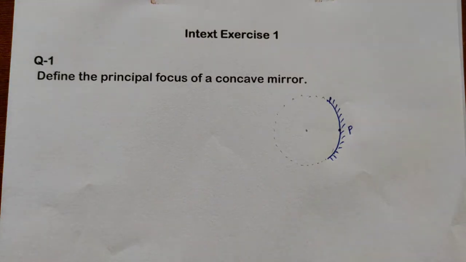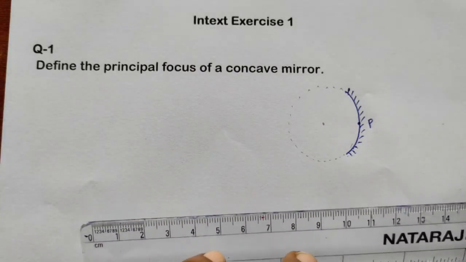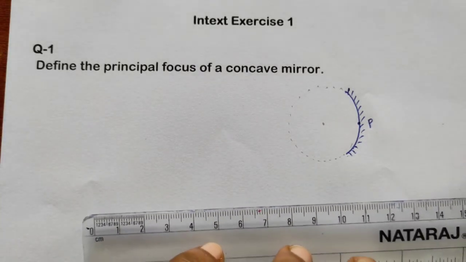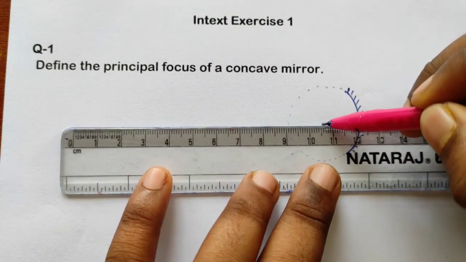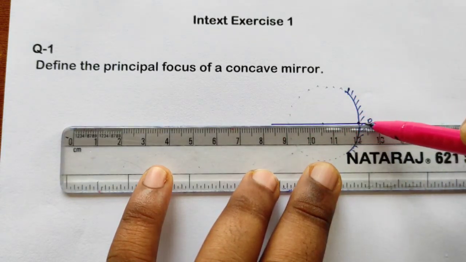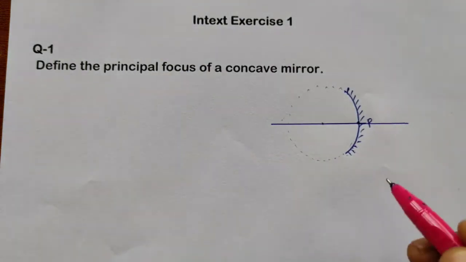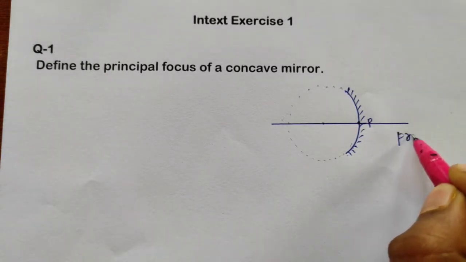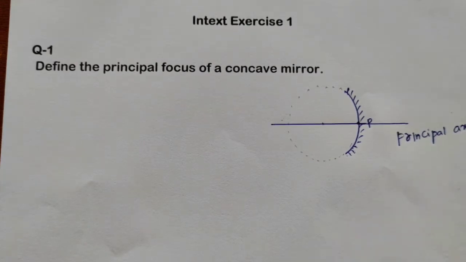The line which is passing through the center of curvature and the pole of a spherical mirror is called its principal axis. So this is the pole of the spherical mirror, and the center of curvature is nothing but the center of the sphere. The line which is passing through these 2 points, we call the principal axis. So this one we will call the principal axis.